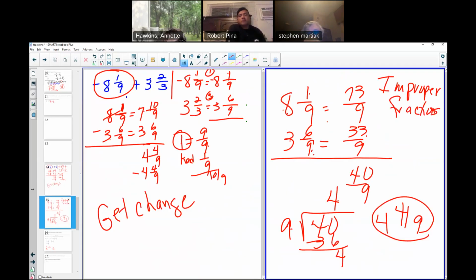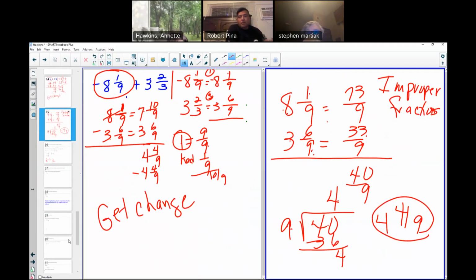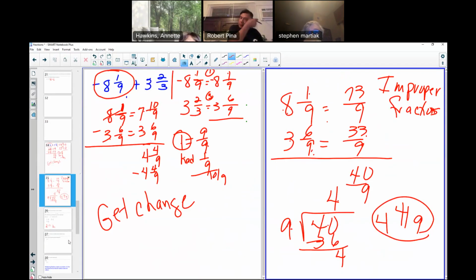Okay. Any questions about that? Any questions about getting change or using the improper fractions? I think the improper fractions is easier. Yeah, students do like the improper fractions. But you do have to do more reducing. See, we didn't have to reduce over here. So you just decide what you like.